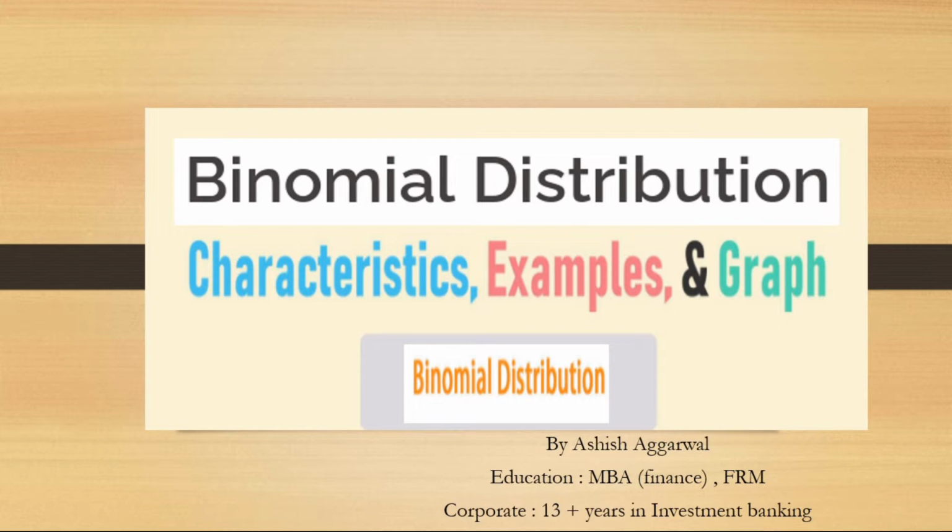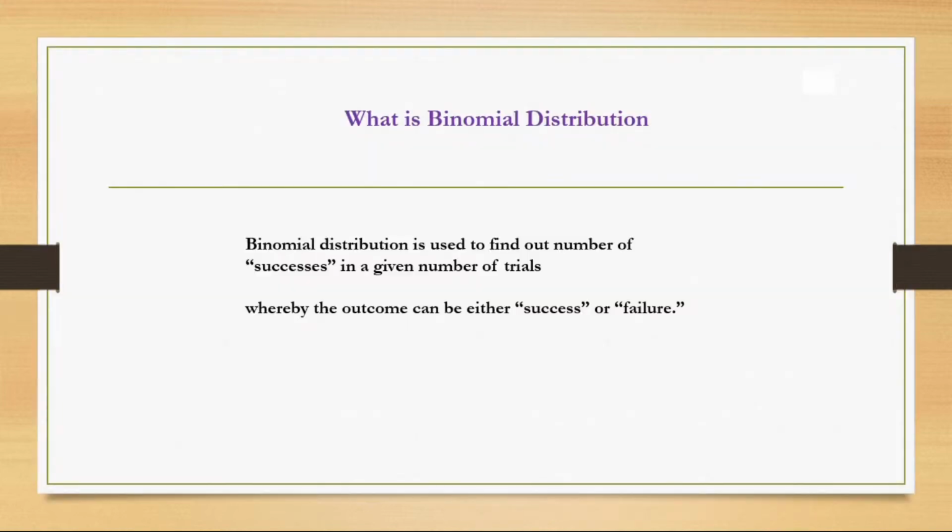Today we will discuss binomial distribution, its properties and some real-life examples to understand concepts clearly. Binomial distribution is used to find out the number of successes in a given number of trials, whereby the outcome can be either success or failure.